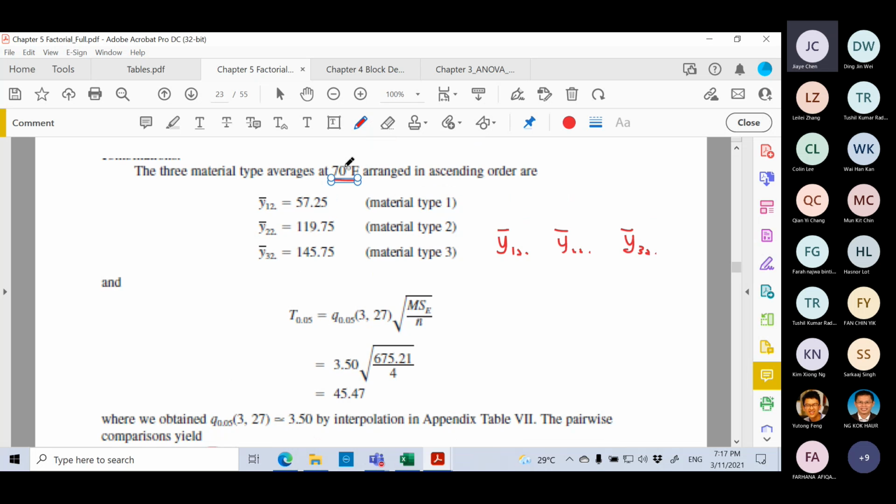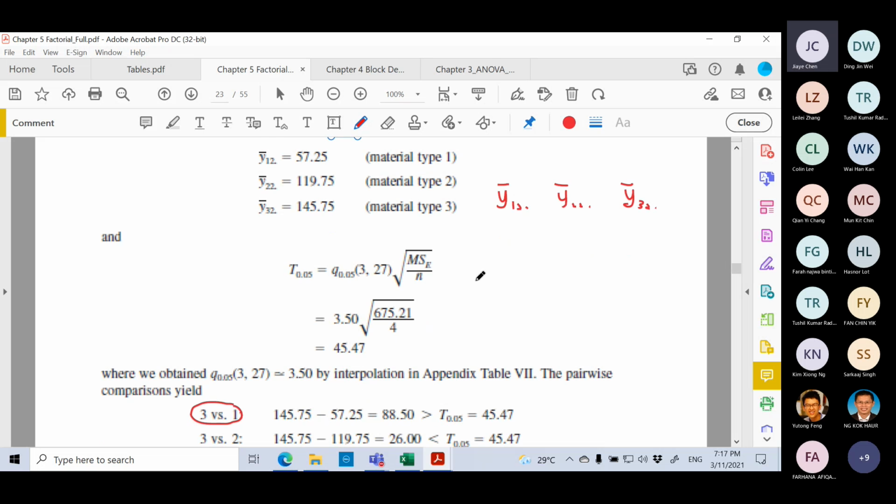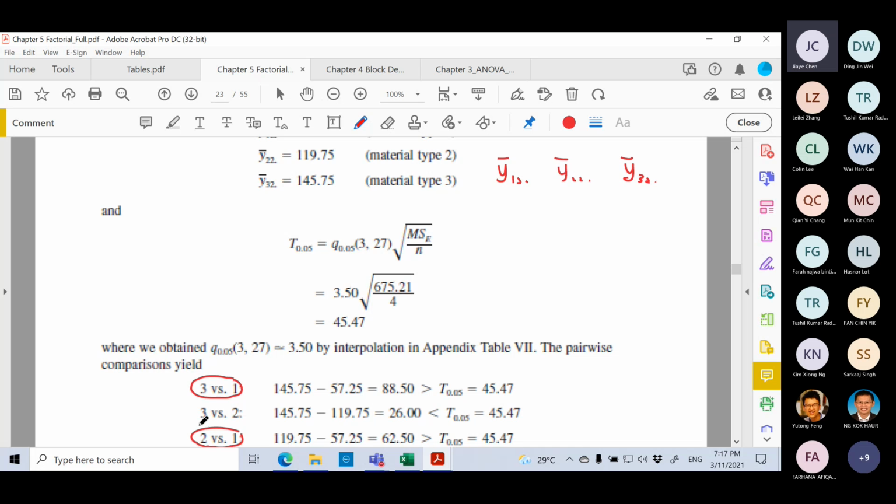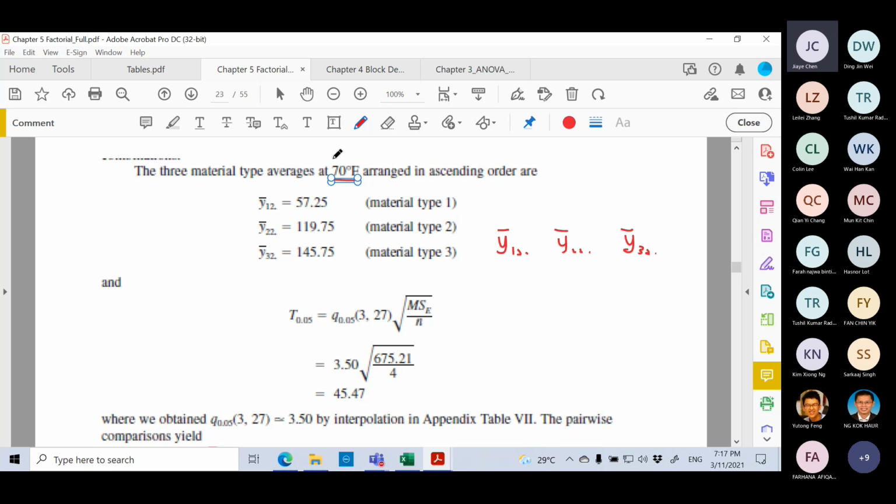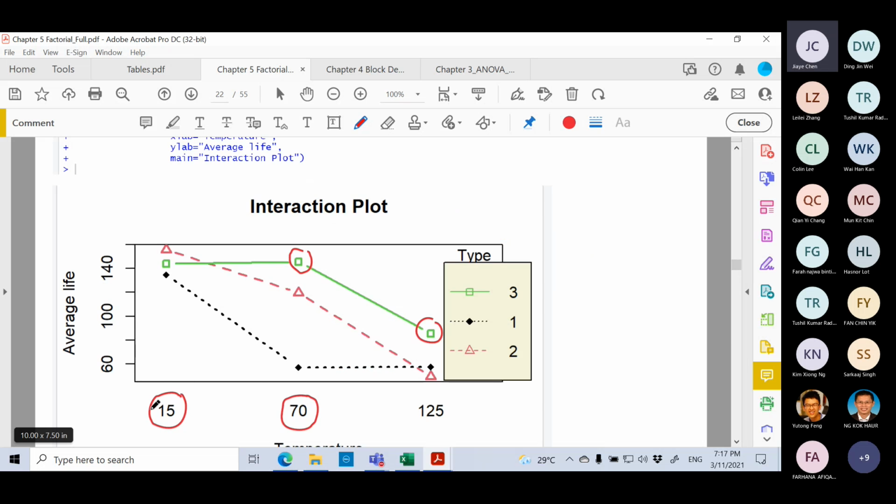So that means at 70 degrees of temperature, we can use material 2 or material 3 because the result shows no significant difference between 3 and 2. So this result is only applicable for the temperature at 70. Okay. If you test a different temperature, let's say you use the temperature at 15, then you may get a different result. Similarly, if you use 125, you also may get a different result.